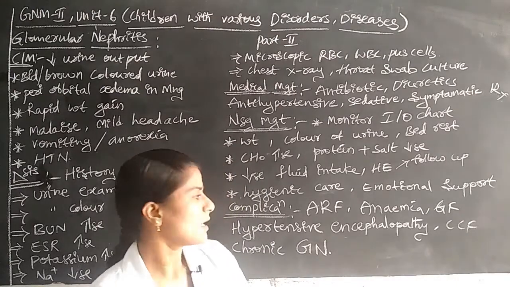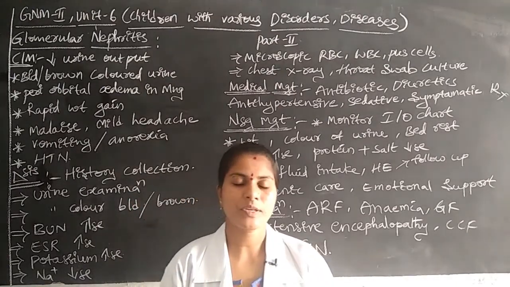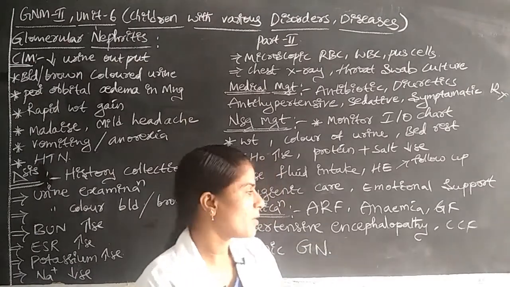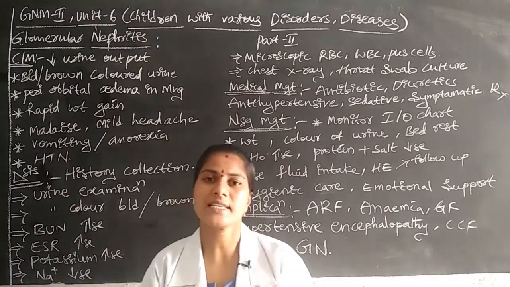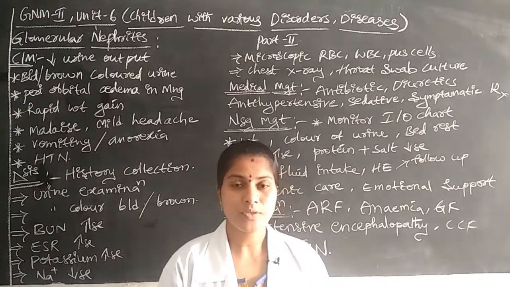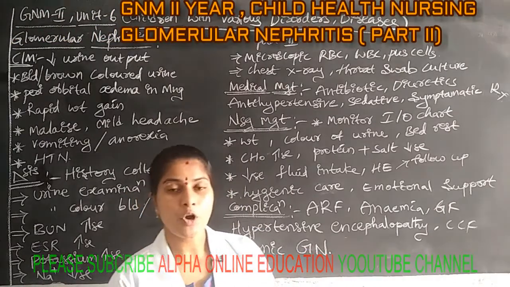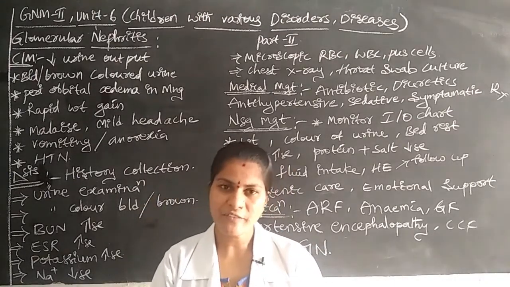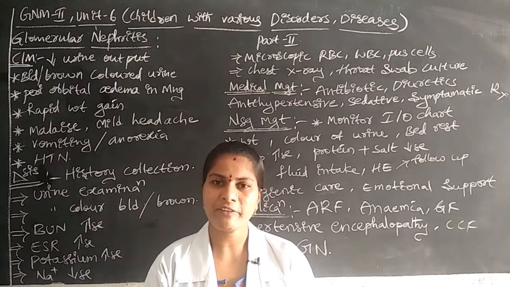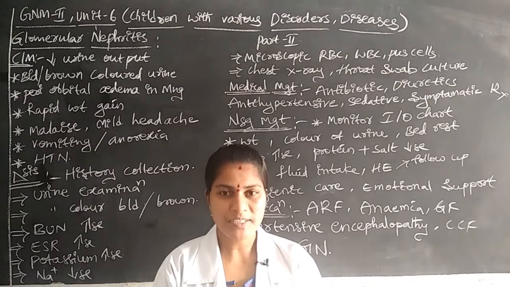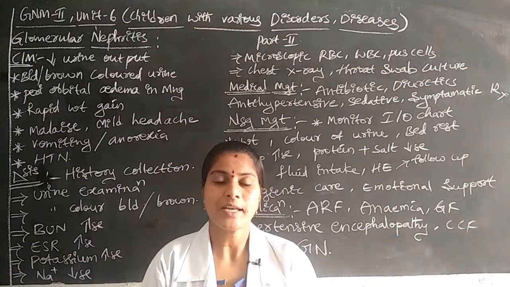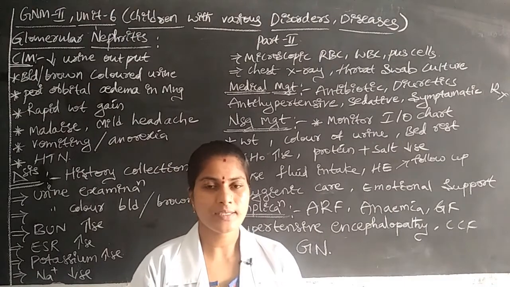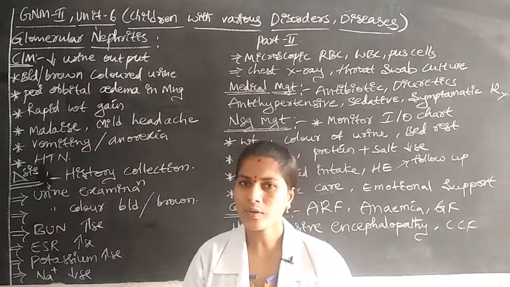Next another one is hypertensive encephalopathy. Due to excessive blood pressure, the child may have problems in the brain. Next is CCF, congestive cardiac failure. Due to glomerular nephritis, one complication is heart failure. Next, in acute glomerular nephritis, if in the early stages it is not identified, is neglected, and proper treatment for control of streptococcal infection is not given, it may lead to chronic glomerular nephritis. These are the complications of acute glomerular nephritis.